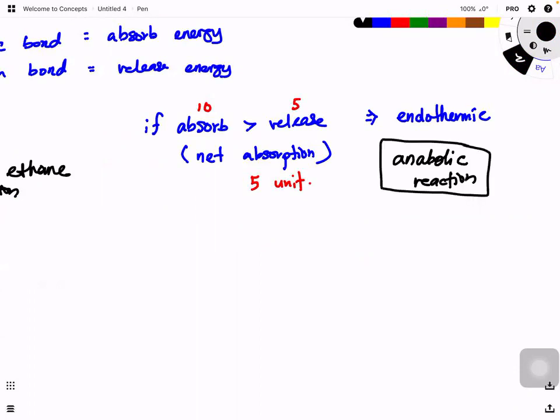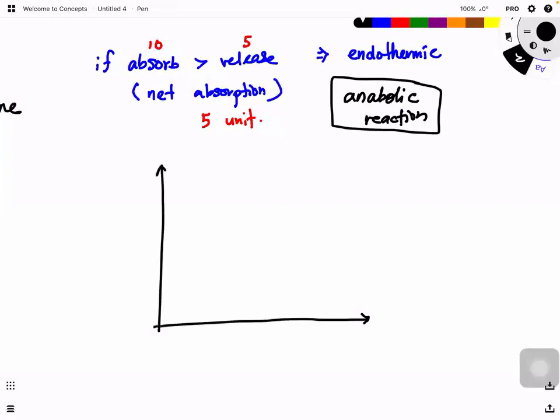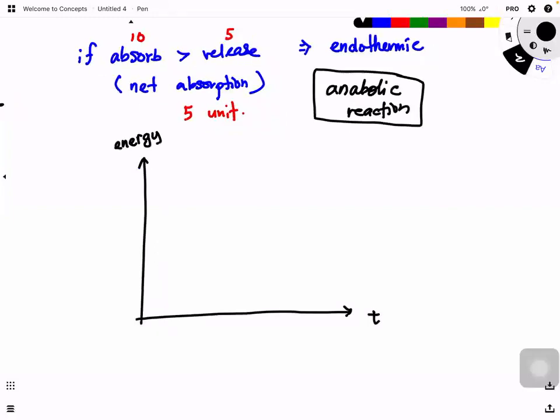Okay, generally, anabolic reactions are endothermic reactions. Are you clear? So if I draw the diagram, this is the energy level. This is the time taken for the process to take place. In this case, the reactants have low energy compared to the products. So the reactants have low energy, so that's why they absorb the energy. Clear now? So therefore the products will have more.